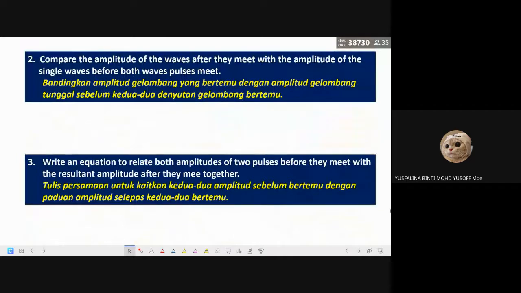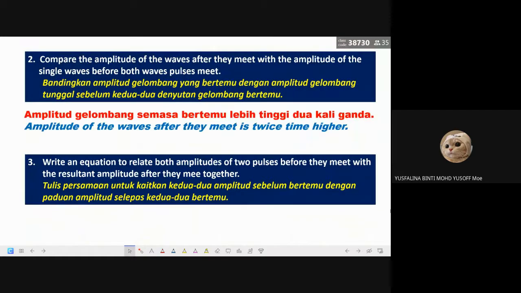Alright, so the next one, you have to compare the amplitude of the wave after they met with the amplitude of the single wave before both wave pulses met. The amplitude of the wave after they met is twice as high. Just now I said, let's say the one that comes from the left is 1 cm, and the wave that comes from the right is 1 cm, their amplitude. So 1 plus 1 is 2 cm, so it becomes double.